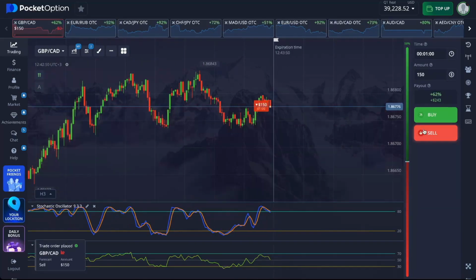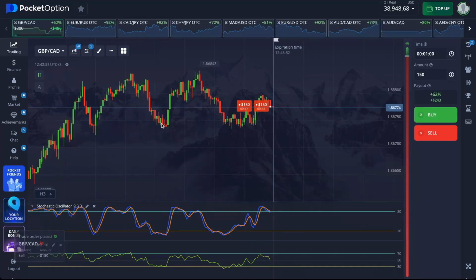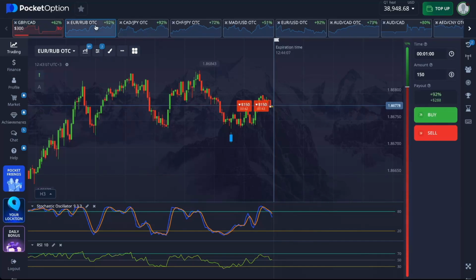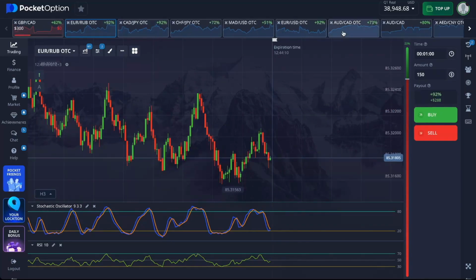Here's a good situation. British pound to Canadian dollar. The stochastics are crossing in the upper part of the range. Accordingly, the RSI is also showing us overbought conditions. That's why I took 2 sell trades here with a 1 minute expiration. Let's keep on watching.